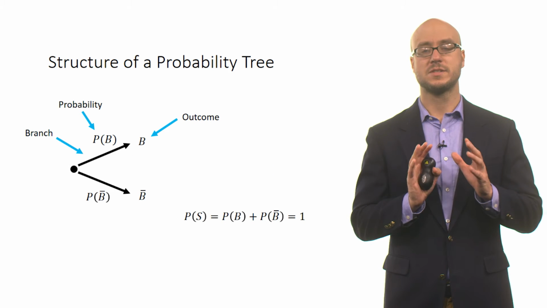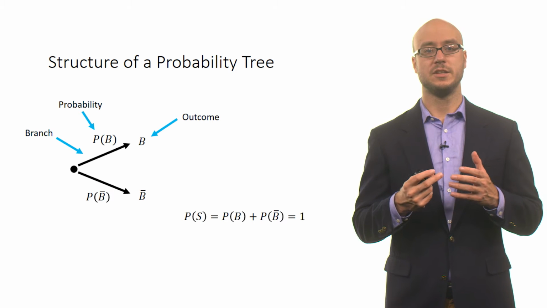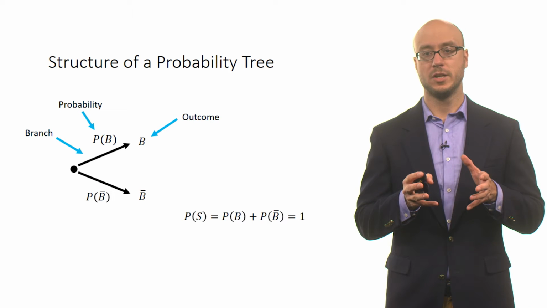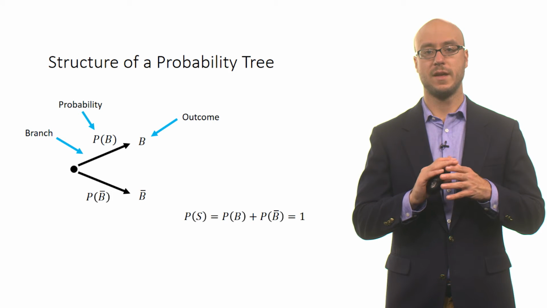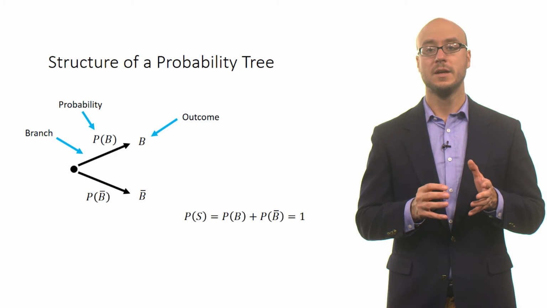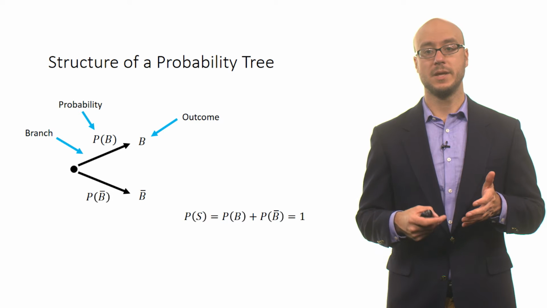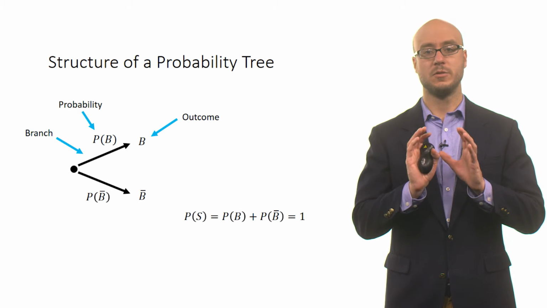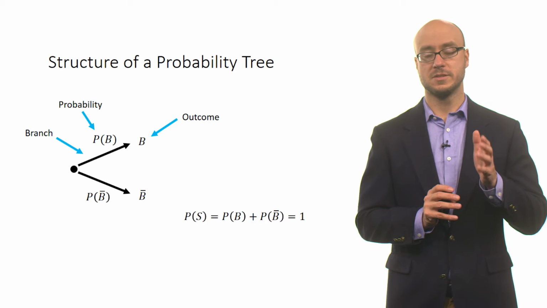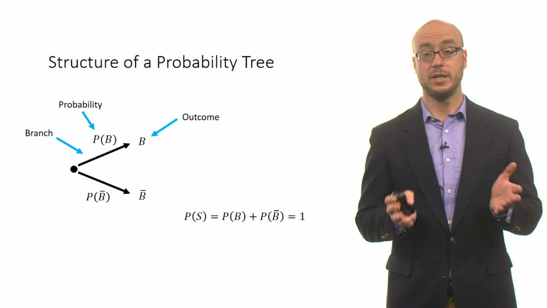Just to emphasize the structure of a probability tree, in the generic sense, besides flipping coins, if you just have one event, B, you can express it in terms of the probability of B and the probability of not B, the complement. And then you have two outcomes, B and not B. And when you add those two probabilities together, the probability of the event of interest, B, and the probability of not B, that sample space, the probability is going to equal 1.